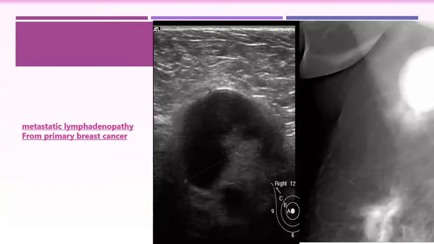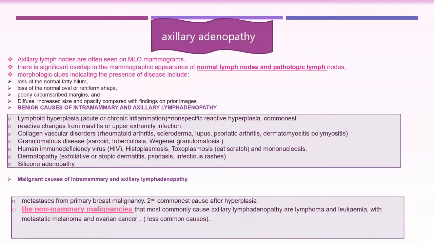Compare with this metastatic lymphadenopathy from primary cancer. Here the primary carcinoma is more or less similar, but look also here it is more heterogeneous, with the lesion edema and some extension into the adjacent hilum. And if we look for the hilar vascularity here, we see it as cortical vascularity.